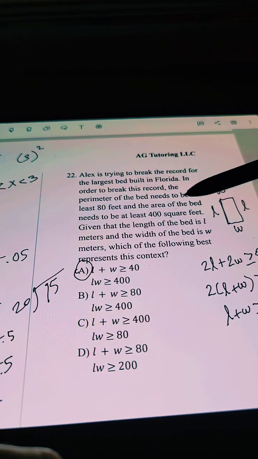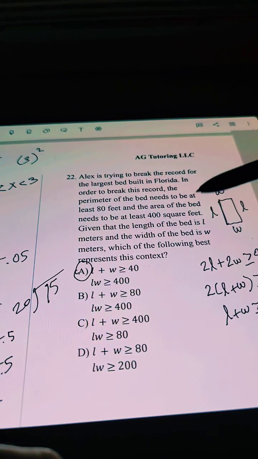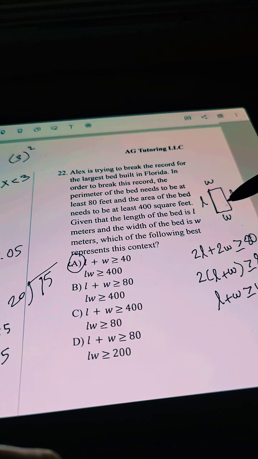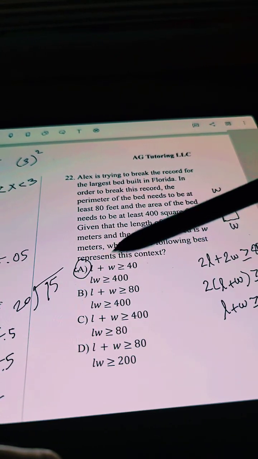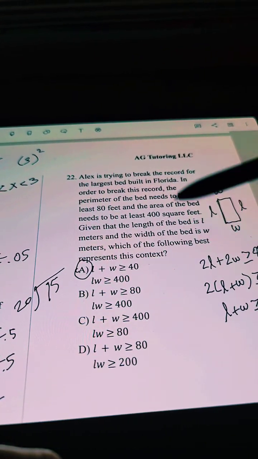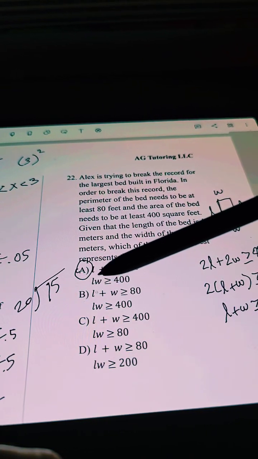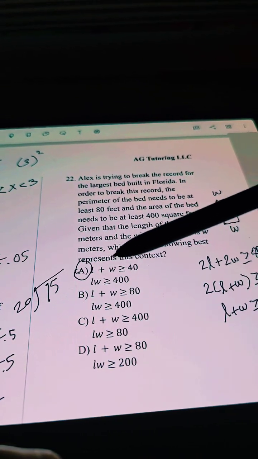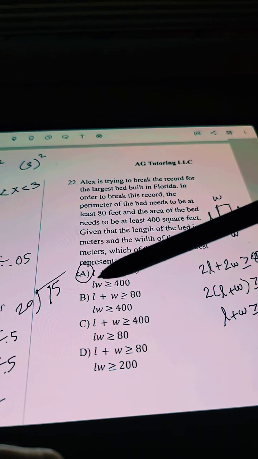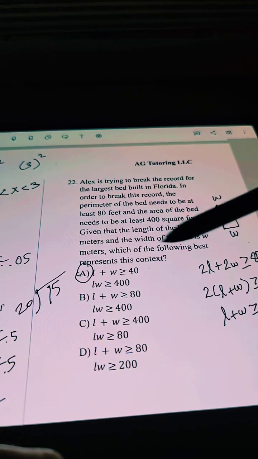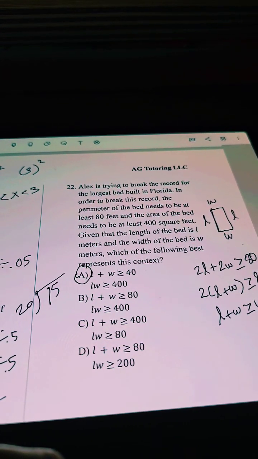Where it says that the area of the bed needs to be at least 400 square feet. Remember, area of a rectangle is just length times width. So length times width has to be at least 400 square feet. So this, when you multiply it, could be 400, it could be 401, it could be 402, all of that, which matches up with L times W is greater than or equal to 400.